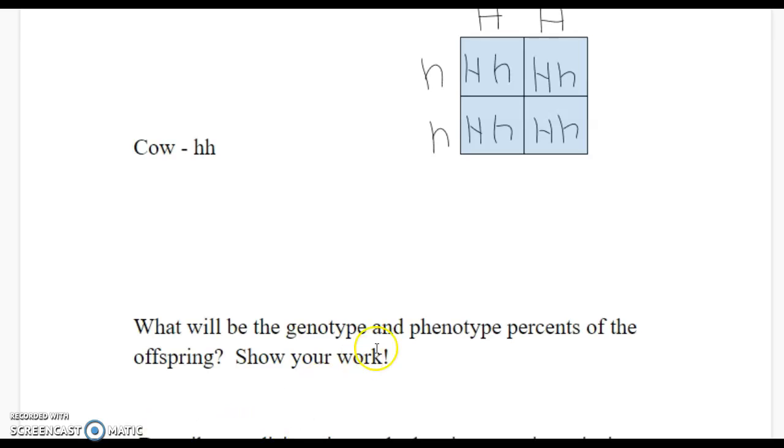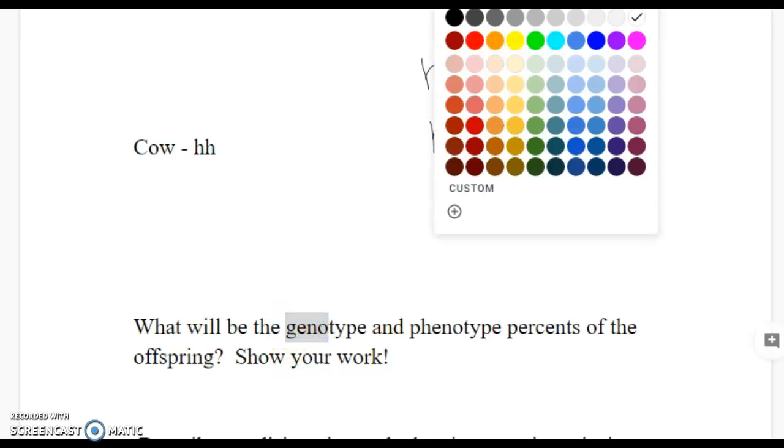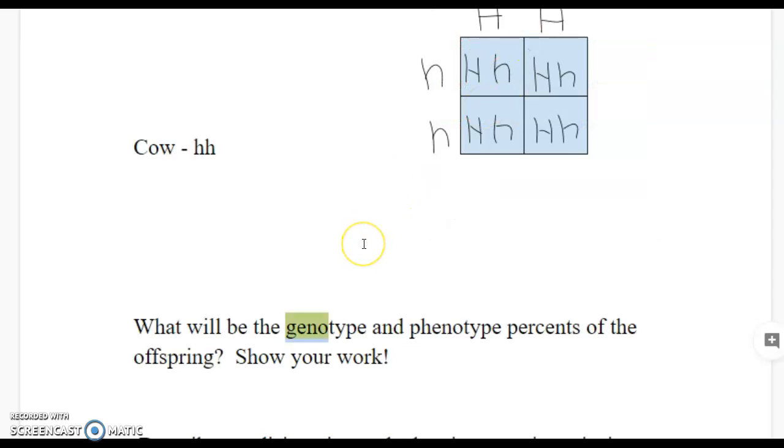Okay, so next it says, what will be the genotype and the phenotype percent of the offspring? Show your work. So we just did our Punnett square. Genotype has gene in there, so genotype is looking at those alleles, those genes. What gene did you get from mama? What gene did you get from daddy for that trait? So the genotype is looking at the genes. Okay. Phenotype, pheno, even though it's spelled with a pH, is those physical traits. Pheno starts with pH, physical starts with pH.